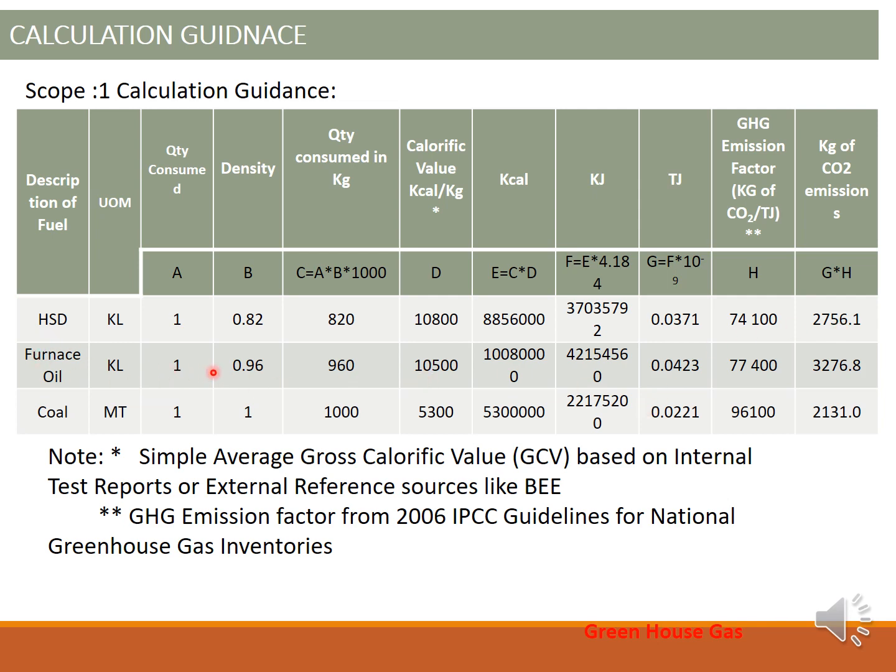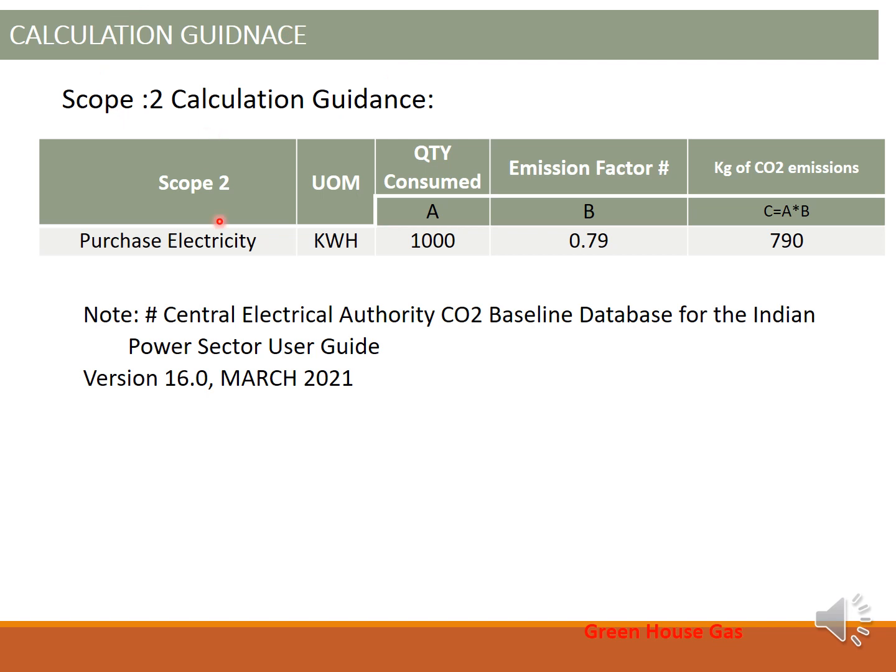For furnace oil also, when we receive the quantity, we have to convert it into weight, then into calorific value, then into terajoules. We take the emission factor from IPCC, then multiply the terajoules by the emission factor, and we will come to know the kg of CO2 emissions simply. For Scope 2 also, for purchased electricity, if you have 1000 kWh, we have to multiply by the emission factor: in 2021 it was 0.79, now it is 0.71. We multiply this, then we will come to know 790 kg of CO2 emissions.